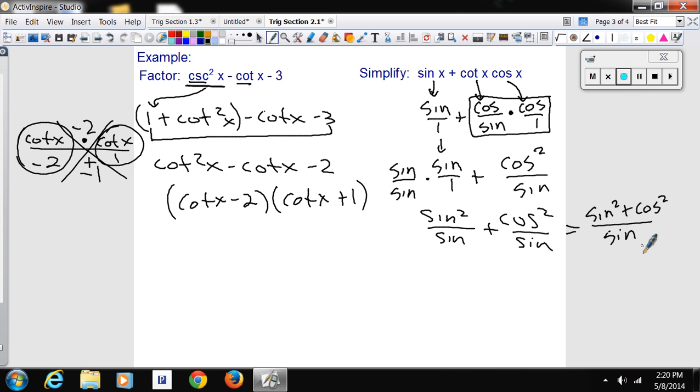So the directions say simplify. Does that seem like it's good enough? So you're saying I could reduce these? No, because this is in parentheses. When you've got a plus on the top of a fraction, it's like a parenthesis. Okay, you could keep that together. Is there anything else you think we could do?